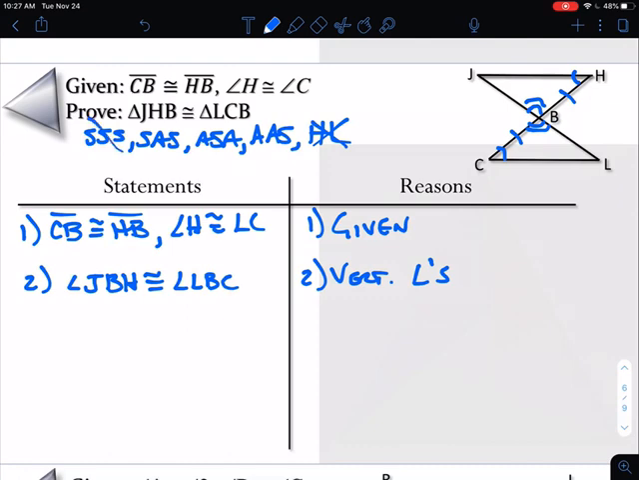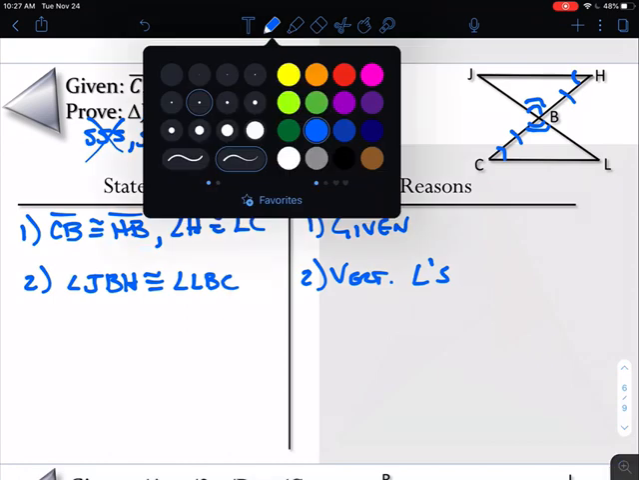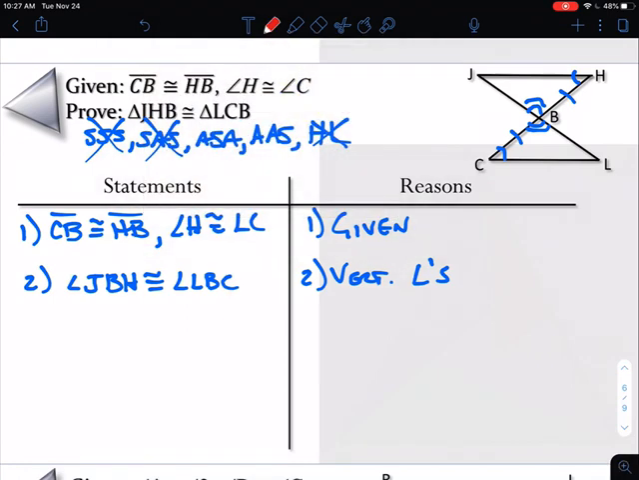Now, because I have two angles and a side, I can get rid of SSS, I can get rid of SAS. My only two options right now are ASA or AAS, so I've got to look at where that side is. So if I highlight the side in question, like HB here, I notice that it touches both angles that I have marked. Same thing for CB. If I highlight that side, it's touching both angles that are marked. So the side is in between, which means I want ASA.